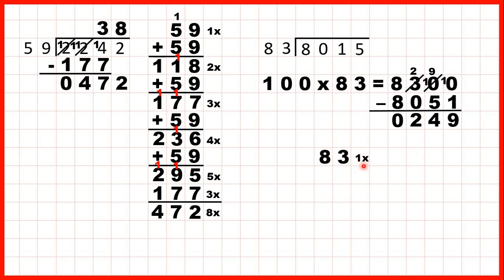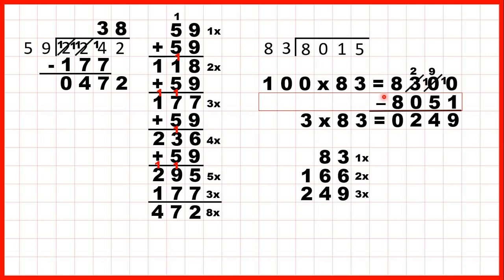83 is 1 times 83. If we add another 83, we get 166 for 2 times, and adding another 83 would give us 249 for 3 times. So when we subtracted our dividend from 8,300, we got the answer to 3 times 83.